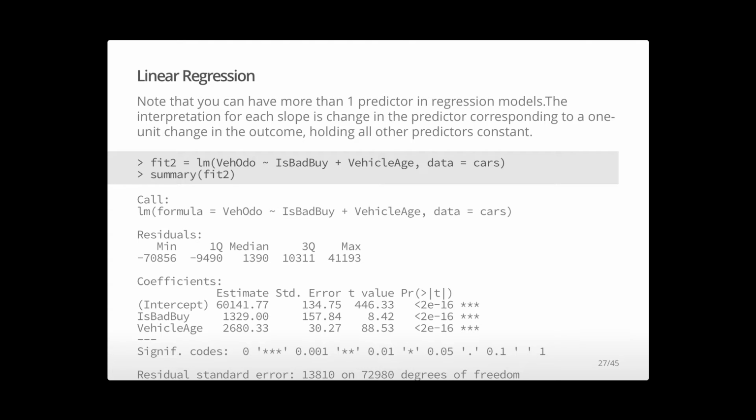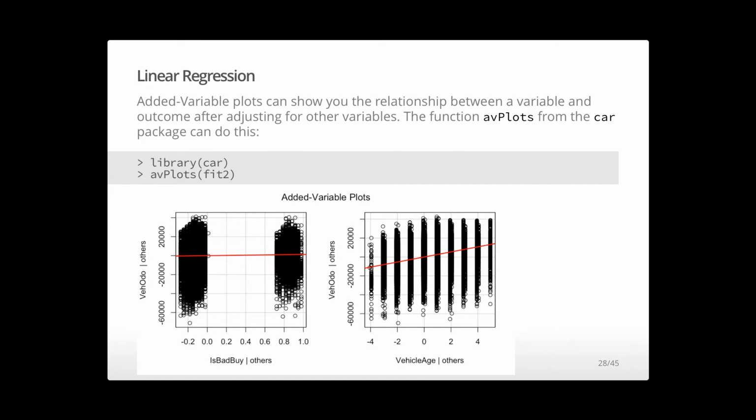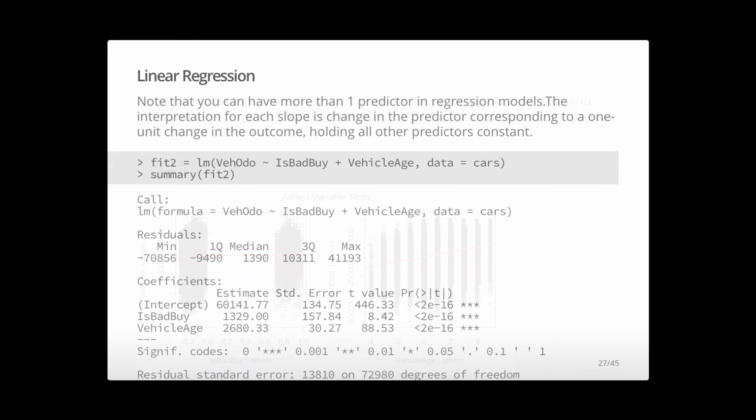So we say y tilde x1 plus x2 in the data set. Okay? So now we have two regression coefficients. One is, is it a bad buy or not? The other one is age. So now this is the estimate, again, non-standardized coefficients, for whether it's a bad buy, adjusted for vehicle age, and vice versa. So the vehicle age adjusted for whether it's a bad buy or not. So really, coming back to this, sorry, if we did tidy on this, there'd be 3 rows in this data frame.